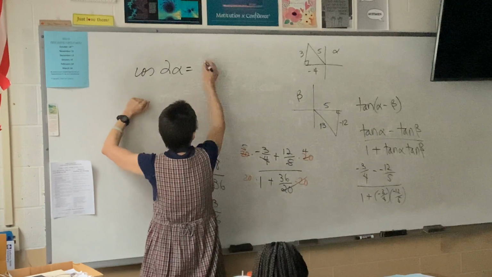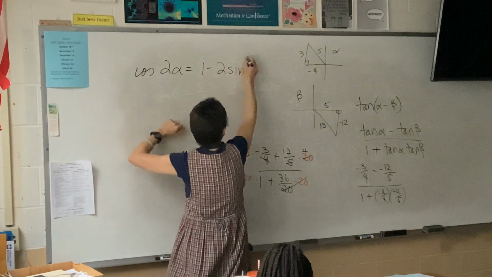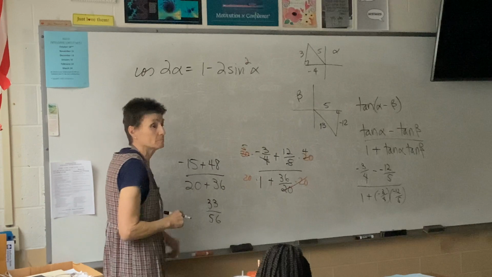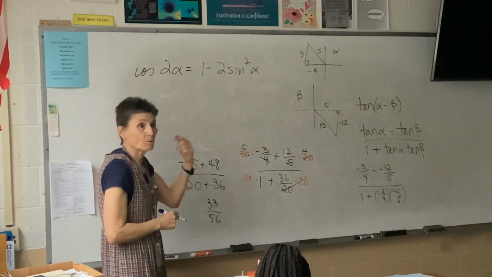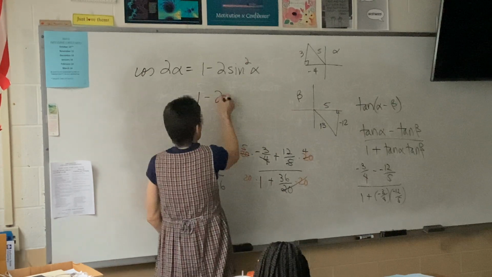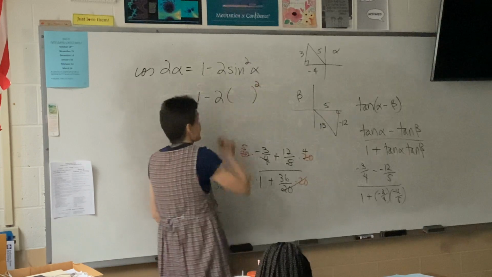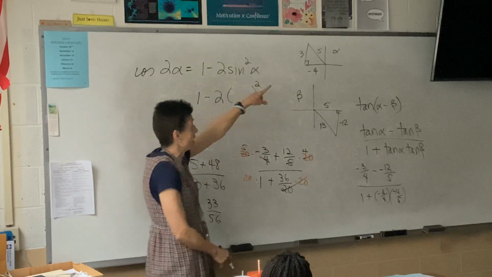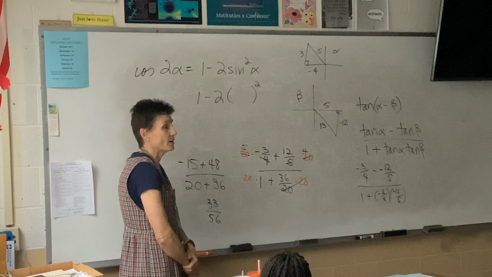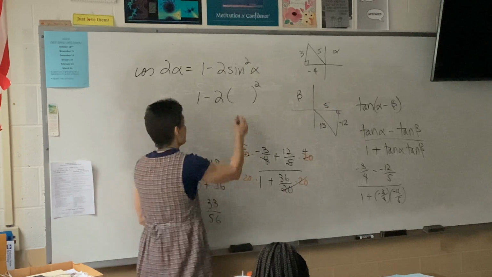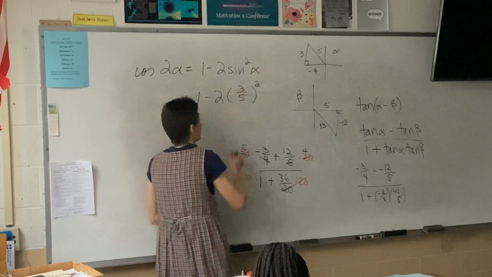1 minus 2 sine squared. That's the one she picked. Alright, so here we go. 1 minus 2. What's the sine of alpha? That's alpha. The sine of alpha is 3/5, and we have to square that.